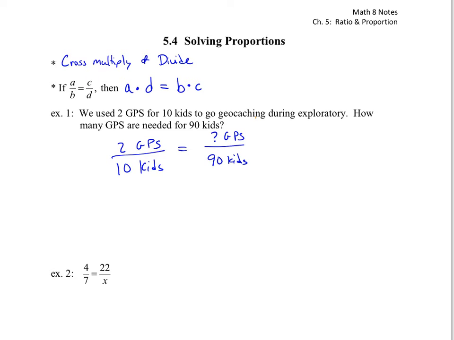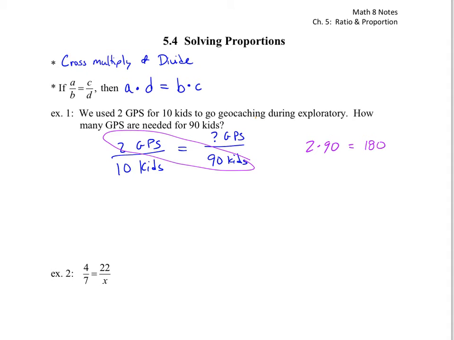So we have a missing value here. Before, we would say, well, how can you go from 10 to 90? Well, it's times 9, so you do 2 times 9. But in this method, we're going to cross multiply. So the diagonal, you're going to multiply the diagonal. My diagonal in this case is 2 and 90. So you're going to do 2 times 90. Cross multiply. That equals 180.